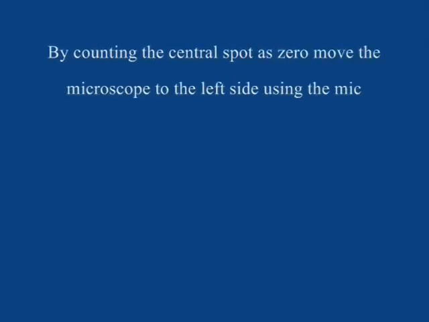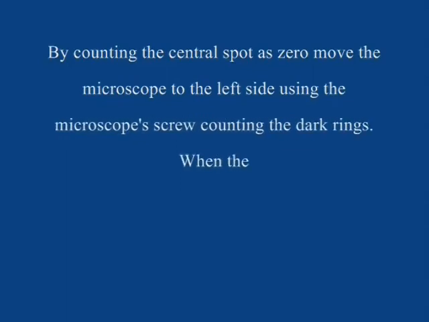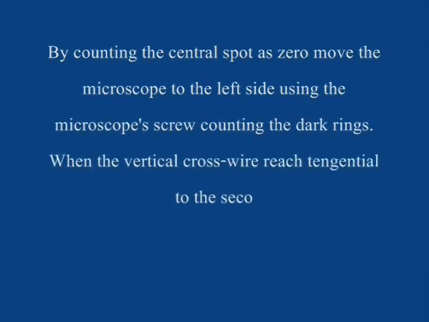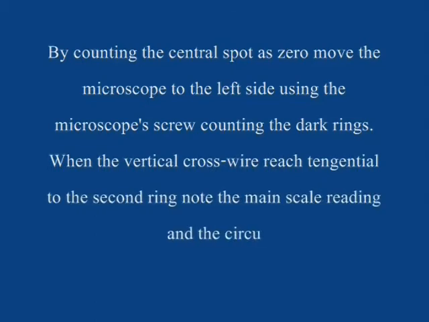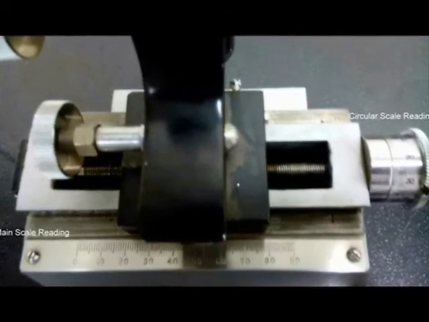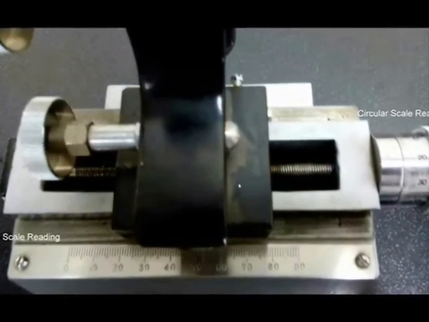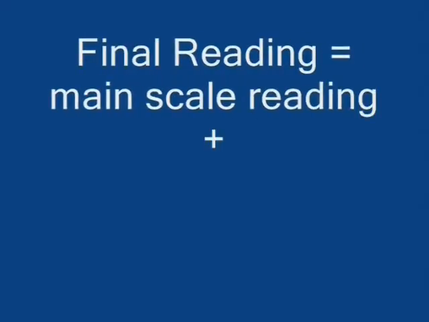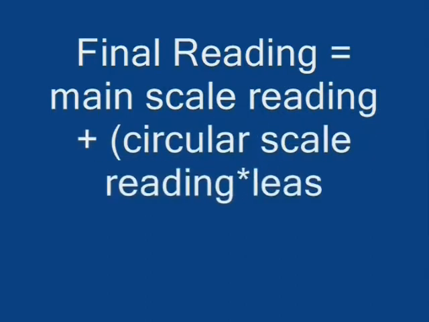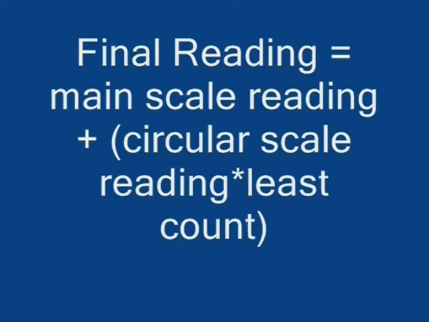By counting the central spot as 0, move the microscope to the left side using the microscope's screw, counting the dark rings. When the vertical cross wire reach tangential to the second ring, note the main scale reading and the circular scale coincidence. A microscope showing main scale reading and circular scale readings. Final reading of any ring is equal to the main scale reading plus circular scale reading into least count.